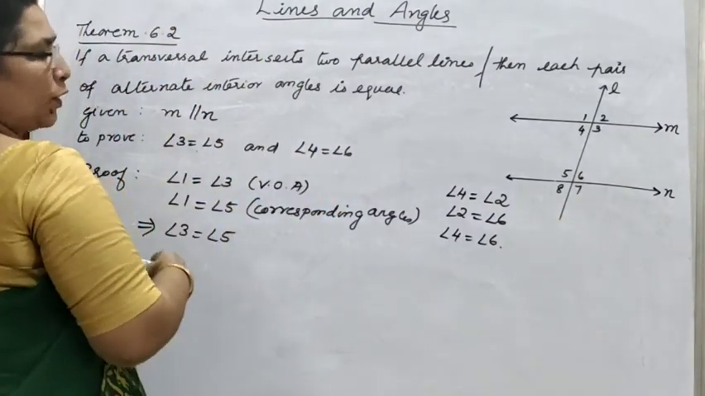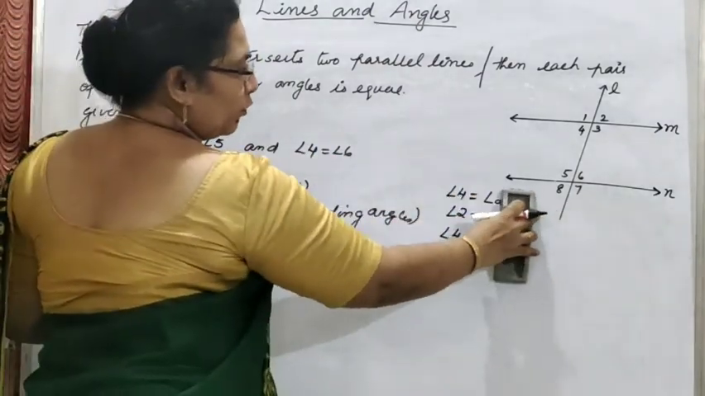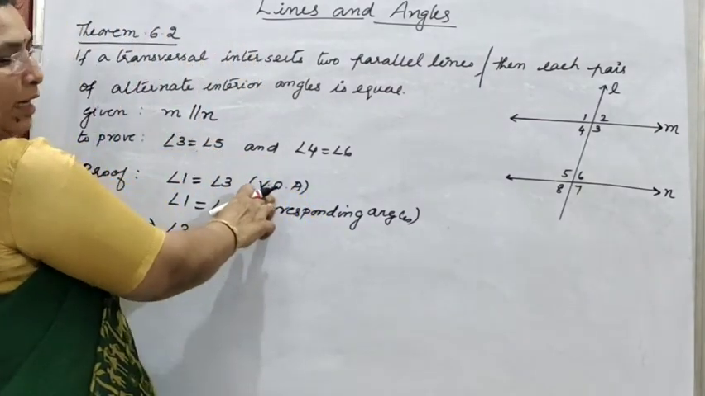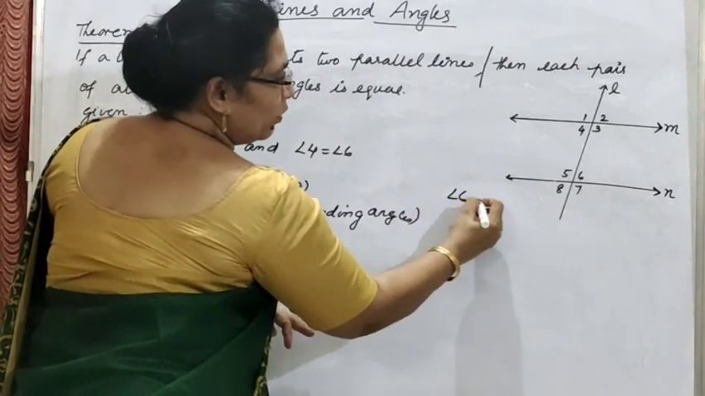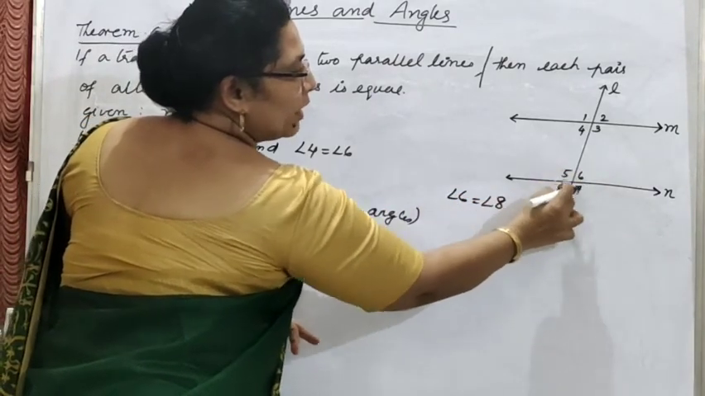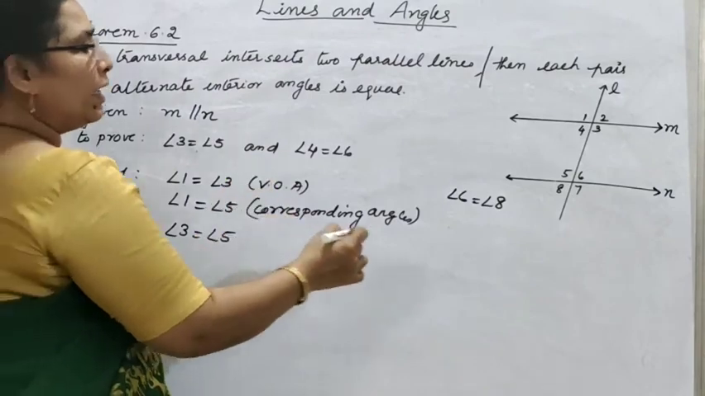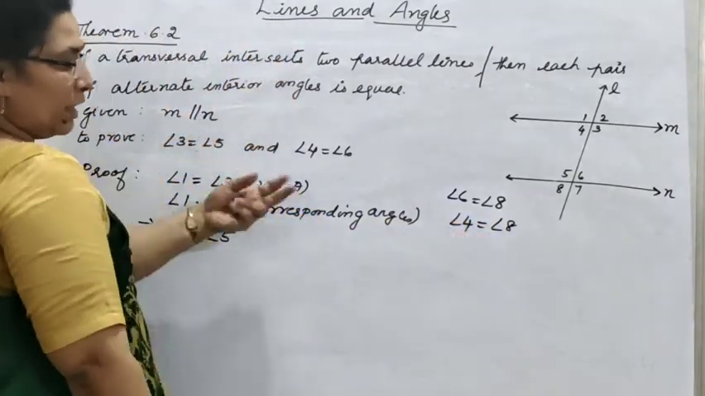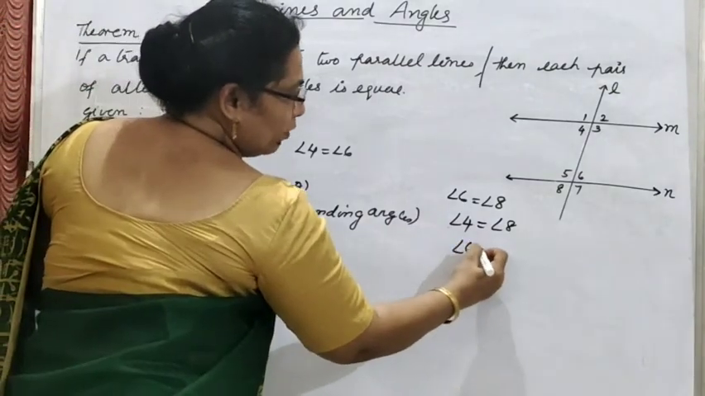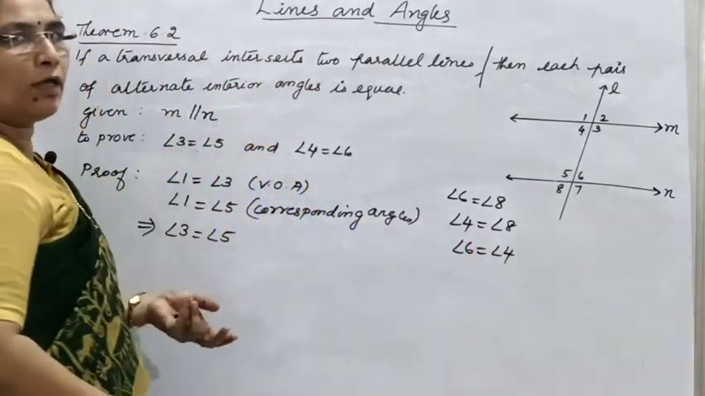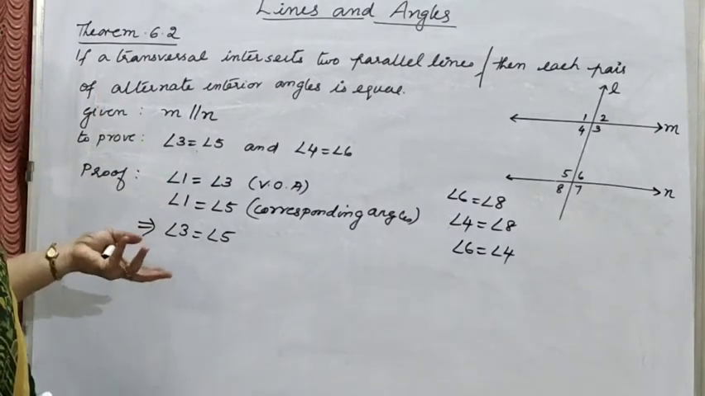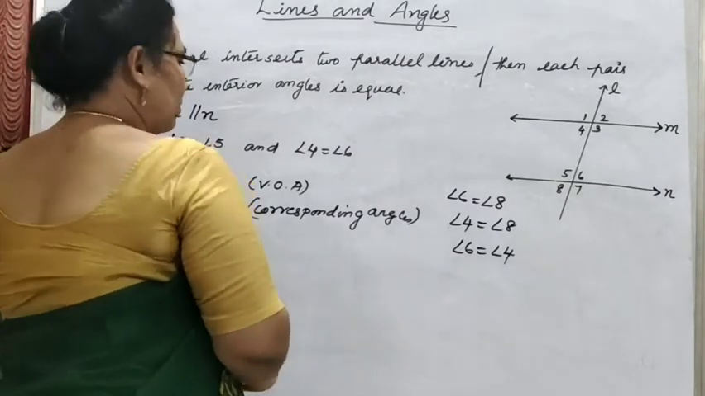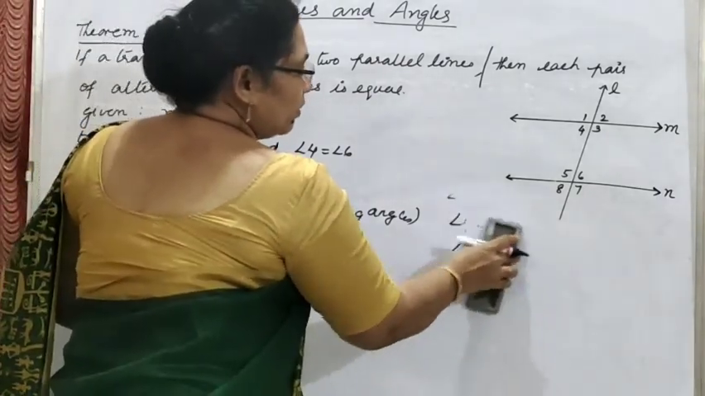Now if somebody wants to use angle 8 also, we can go for that. How can we write it? Angle 6 is equal to angle 8, vertically opposite angles, right? Now angle 8 is equal to which corresponding angle? Angle 4. So by this you can write angle 6 is equal to angle 4. You can use either angle 2 or angle 8. Once again, 2 is the comfortable one, so I'll write like that only.